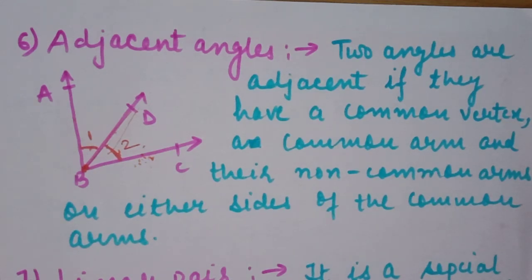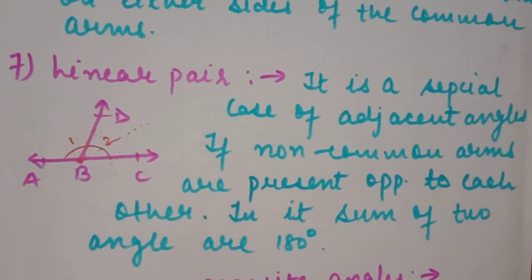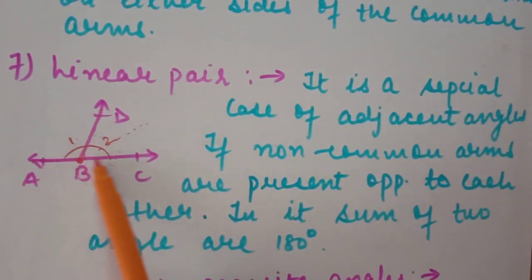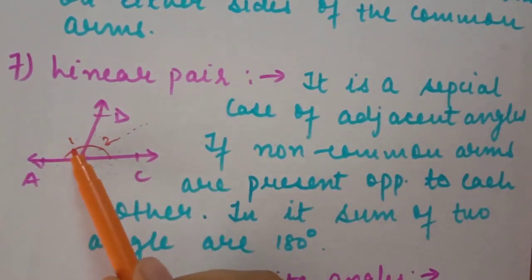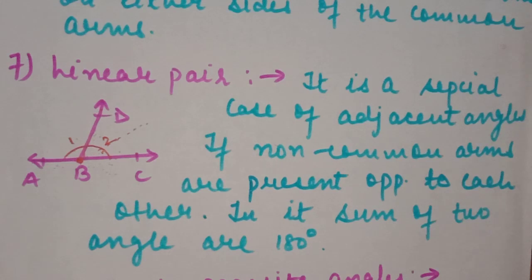Next one is linear pair. Linear pair is basically a special case of adjacent angles. If the non-common arms which are present on either side of the common arm are totally opposite to each other, then they form a straight line. Then they will make a linear pair. Now 1 and 2 are both adjacent angles also, and the sum of these two angles is 180 degree. Then we call it a linear pair.